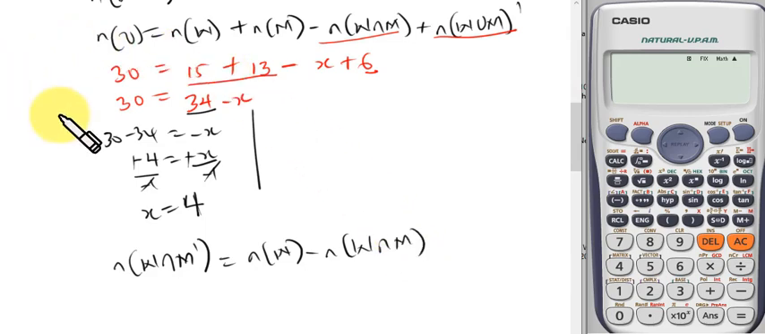It means we take the woodwork and then we take out the intersection of the woodwork and the metalwork. The number of students who study woodwork is 15, and those who study both is X. But we know X, don't we? Of course we do. So that's going to be 15 minus 4, and that is 11. So that is another way that you can also approach the question or solve it.